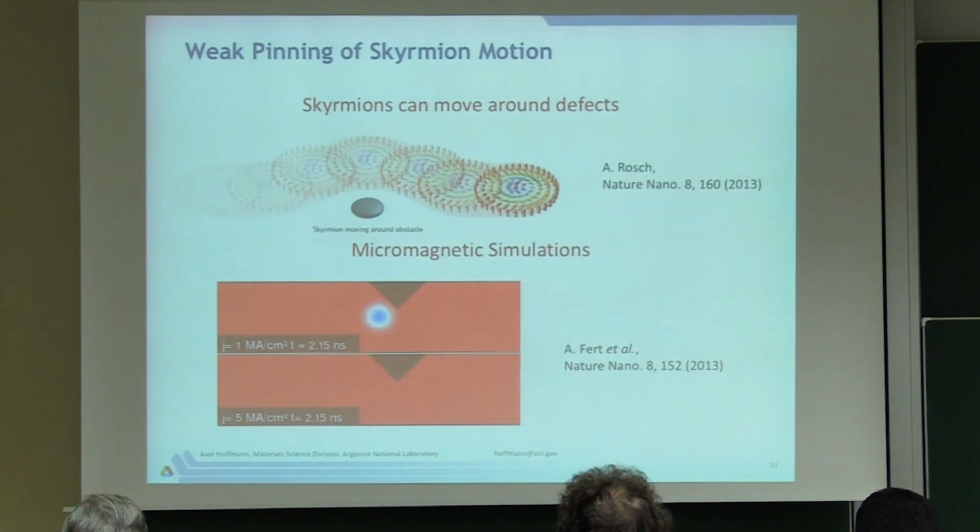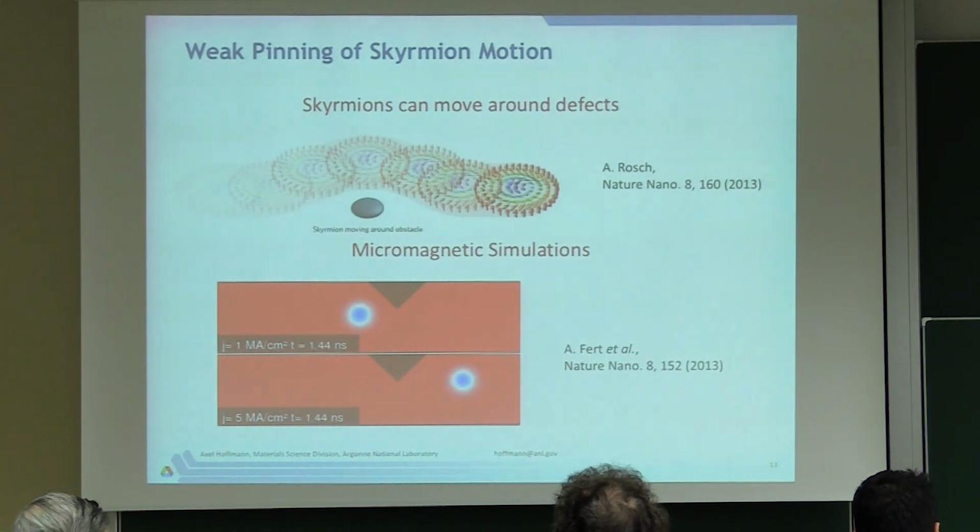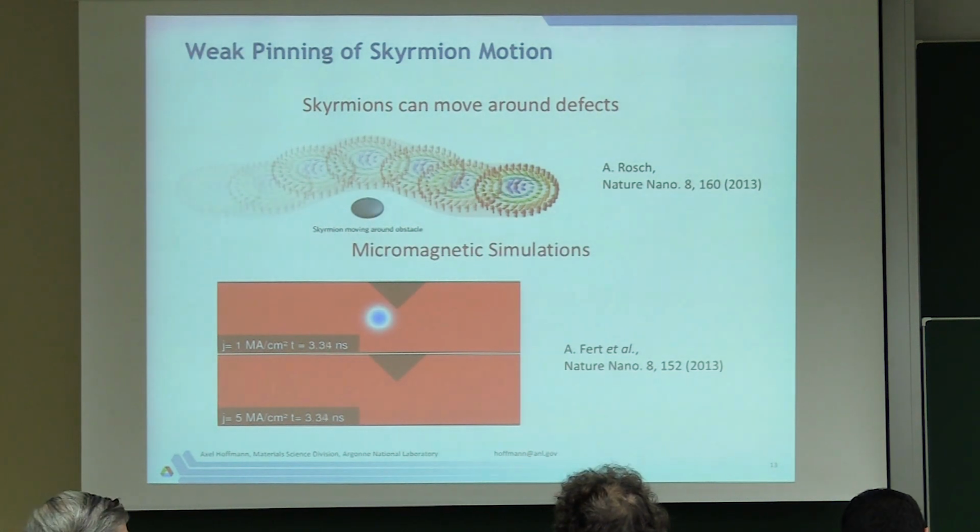I'm sorry, what's the driving force? Sorry? What's the driving force? The driving force? I'll get back to that in a moment. It's electrical. So in this simulation, the idea is a little bit more complicated, but essentially using electric current, you generate spin accumulations which manipulate the magnetic structure, and in this case, lead to the skyrmion being moved in the direction of the current. But I'll get to that in more detail in a moment.